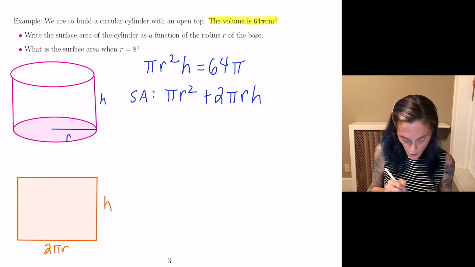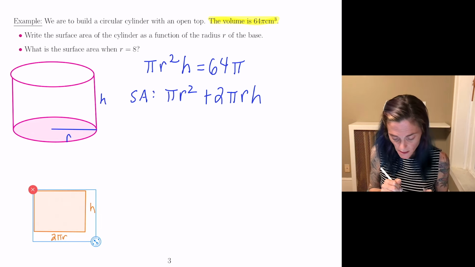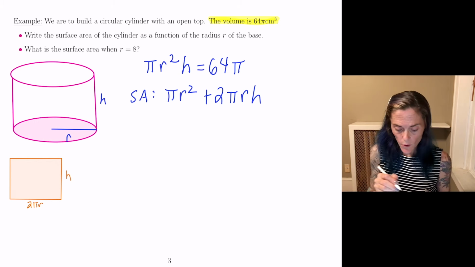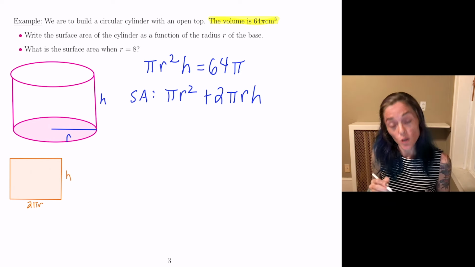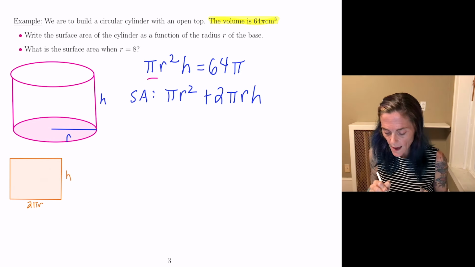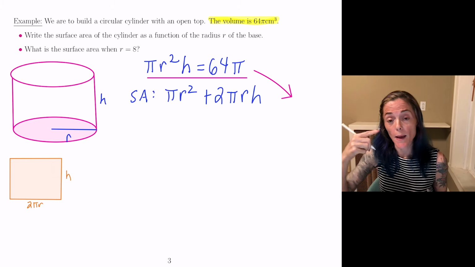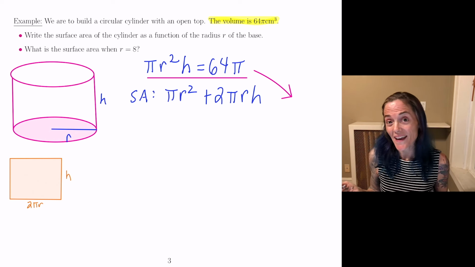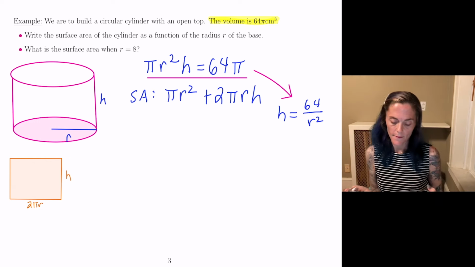Maybe I'll make this part a little smaller. Now, we want to write the surface area as a function of the radius. Well, as we've been doing in the other questions, we can use this equation that relates the two variables to solve for the height in terms of the radius. Let's divide both sides by pi, and then divide both sides by r squared. We have that height equals 64 divided by r squared.